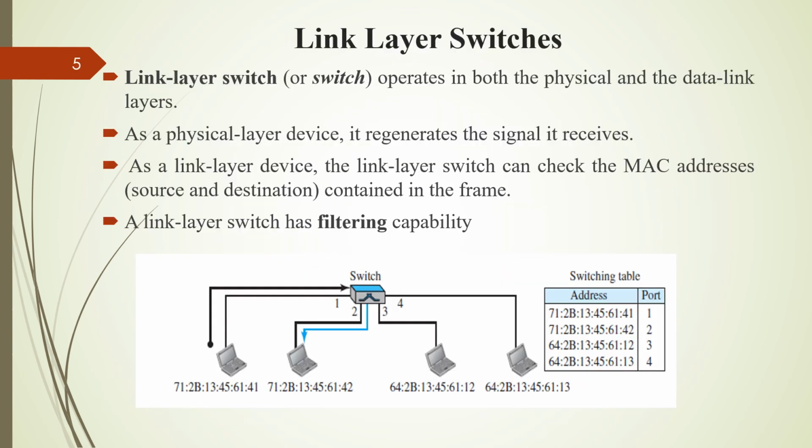A link layer switch, or commonly called a switch, operates in the physical layer as well as the data link layer. In the physical layer, the link layer switch is able to regenerate the signal it receives. That means it will function like a repeater, where corrupted signals are regenerated to the original bit pattern and then transmitted to the destination station.